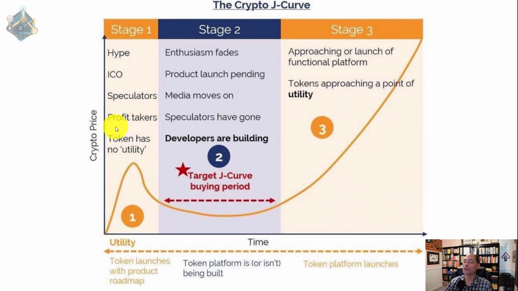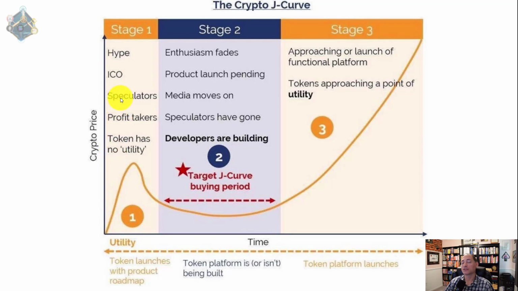So just keep in mind that there's no for sure approach to anything in crypto. And I'll use some examples to show that as well. So let's go ahead and take a look at the crypto J curve. What are we talking about? So this is the crypto J curve. And let's go through this and digest this, right?